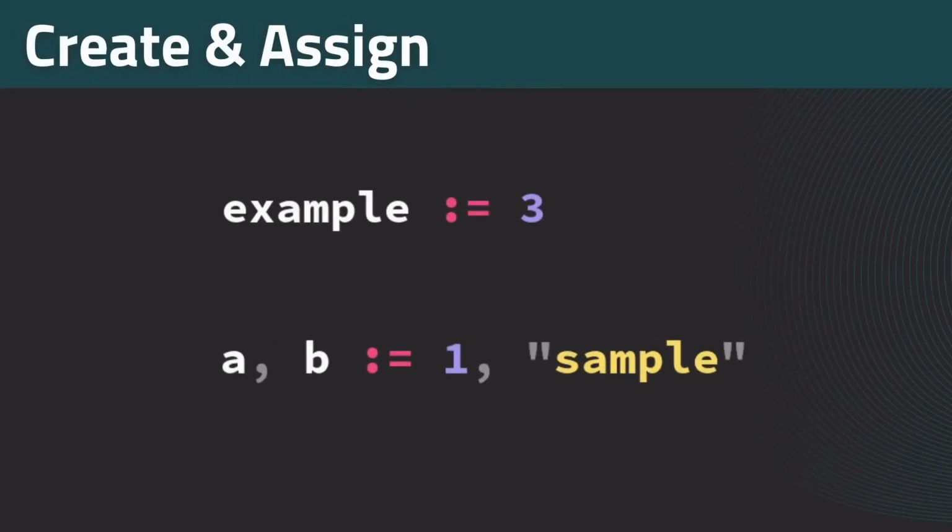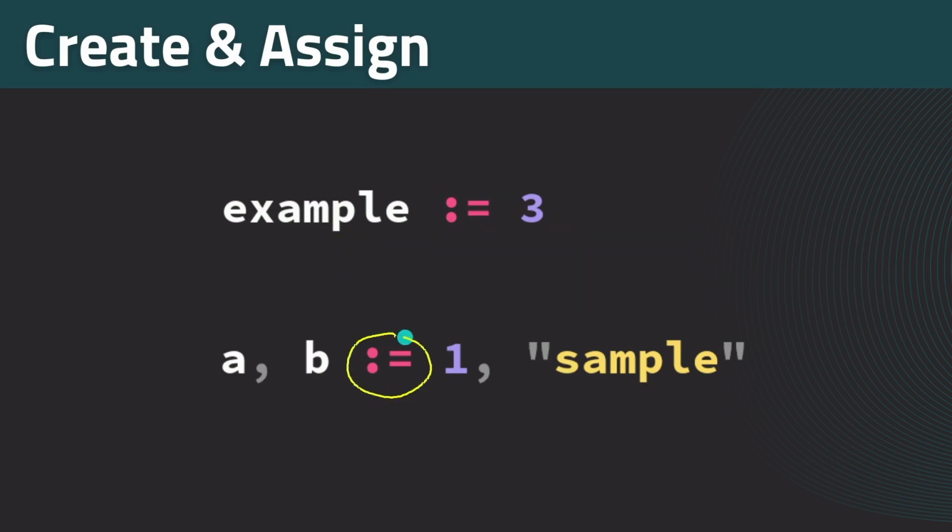We also have a create and assign shortcut. This is done by having the name of the variable, and then we have a colon equals, and then the value. So this is what you'll commonly see in Go code because it's shorter and easier to write, and you get type inference as well. So this example variable will have the value 3 assigned to it because we're using the create and assign operator.